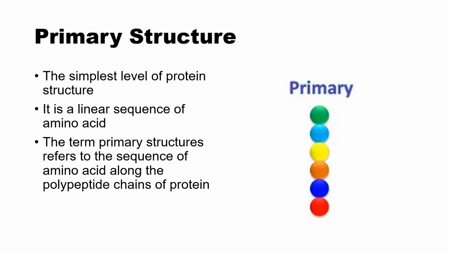As you can see on the diagram, the figure, yung primary structure parang ganito lang. Each circle represents an amino acid. And then itong mga amino acid na to, yung position, linear lang. So, yun yung primary structure. The term primary structure refers to the sequence of amino acids along the polypeptide chain of the protein.